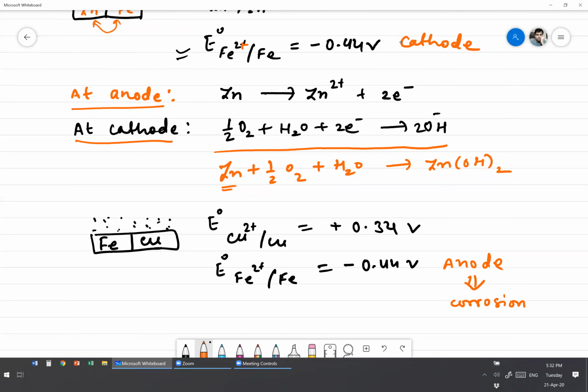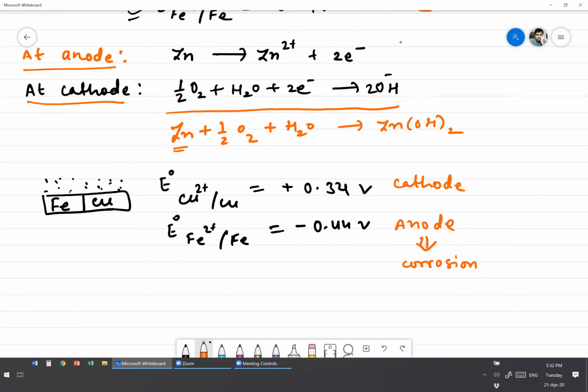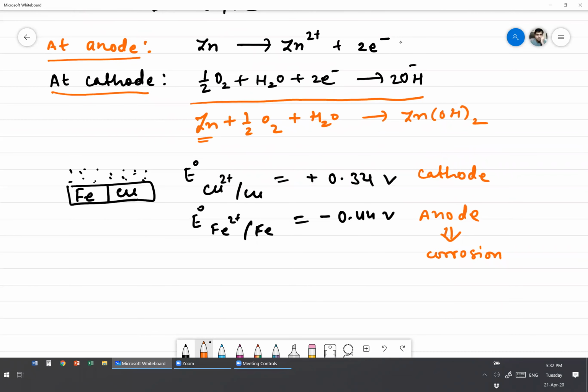It gets corroded here, while iron metal and copper metal act as cathode and remain protected. Nothing happens to them in this case. Okay, so I hope it is clear what galvanic corrosion means, right?